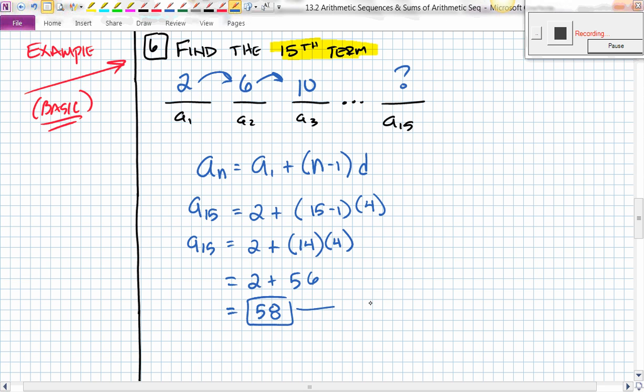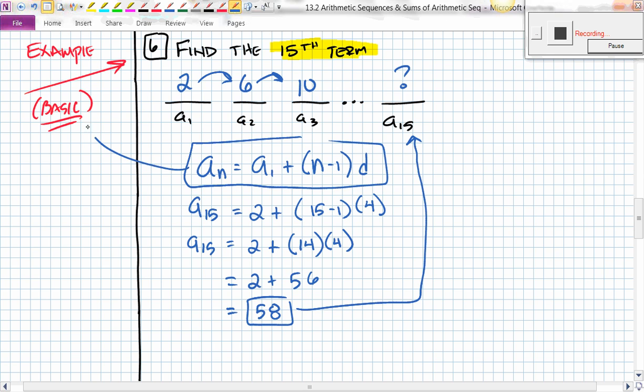So I can fast forward all the way up to the 15th term because I can take advantage of the fast-forward formula. Very, very useful. Make sure you got that on the side there. That's what I call a basic example for this one.